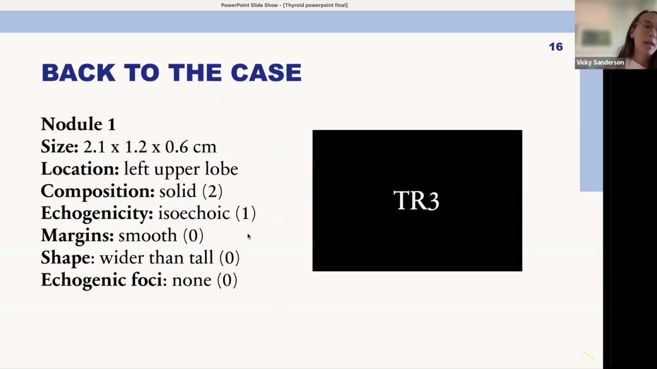So like I mentioned before, with the solid composition, we get 2 points. With an isoechoic echogenicity, we get 1 point. This is a TR3 nodule, which we've probably seen a ton of in practice, and they do commonly require serial ultrasound, sometimes a fine needle aspiration.